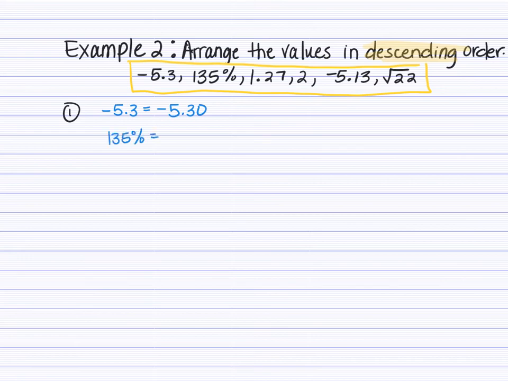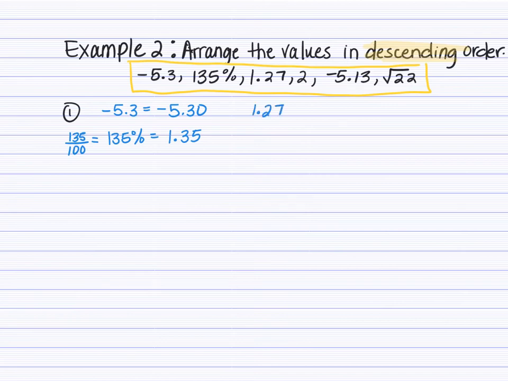135%. Remember, for percentages, you divide by 100. That gives us 1.35. So I'm going to do 135, and then I'm going to divide by 100, and that gives me my decimal value. I can show you off to the side what I did. 135 divided by 100. Anytime you have a percentage, you always want to make sure you divide by 100 to do that decimal conversion.